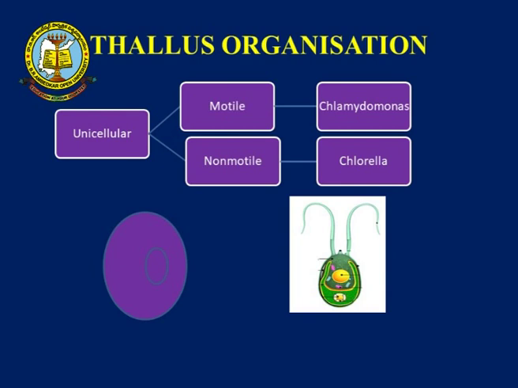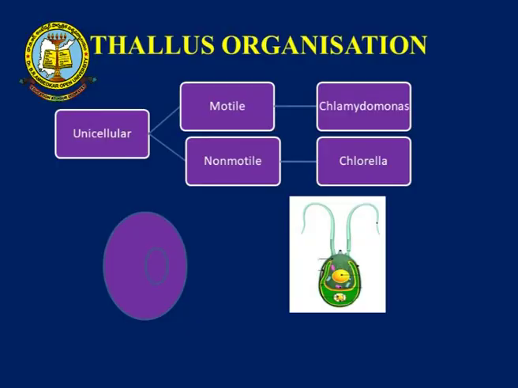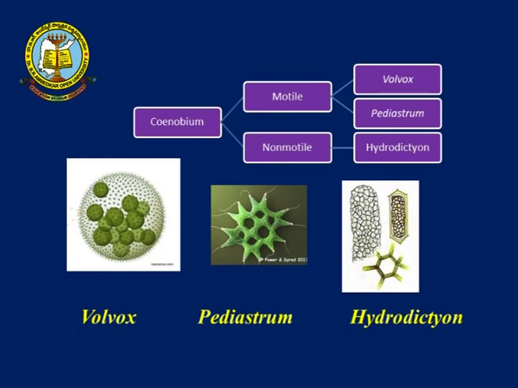Unicellular means the entire thallus is made up of a single cell, that is why it is called unicellular. In unicellular there are again two types, motile and non-motile. In motile, with the help of flagella, they can move from one place to another, for example Chlamydomonas. In non-motile, flagella are absent, for example Chlorella. Coenobium: in a coenobium, a group of cells come together and form a colony.